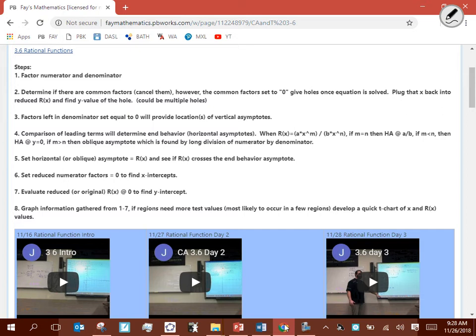The next thing says set reduced numerator factors equal to 0 to find x-intercepts. That's an easy concept. You guys know how to do that. I'll show you why that works here in a little bit. But we have to find our x-intercepts. That's when y is equal to 0. We then have to find our y-intercepts. Well, that's when x is set to 0, right? So those two things, steps 6 and 7, are things that we've done a lot in the past, all the way back to chapter 1 in Algebra 1.